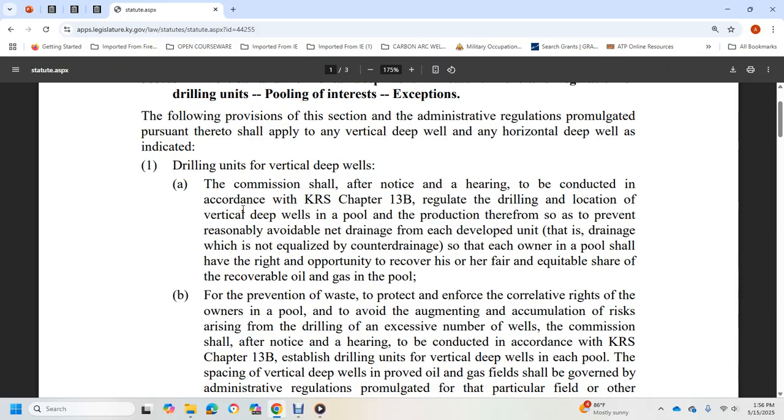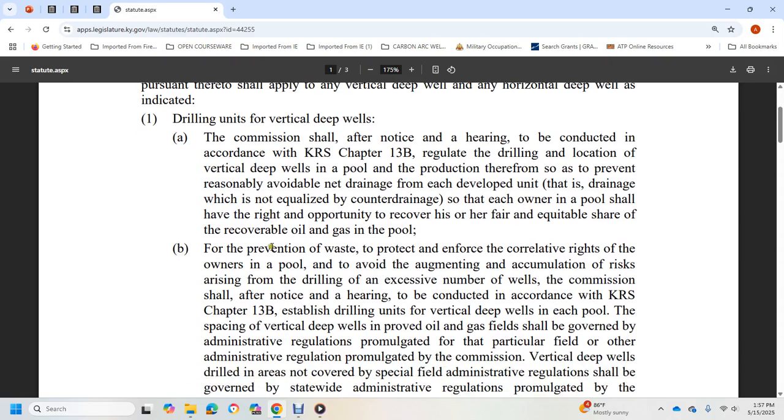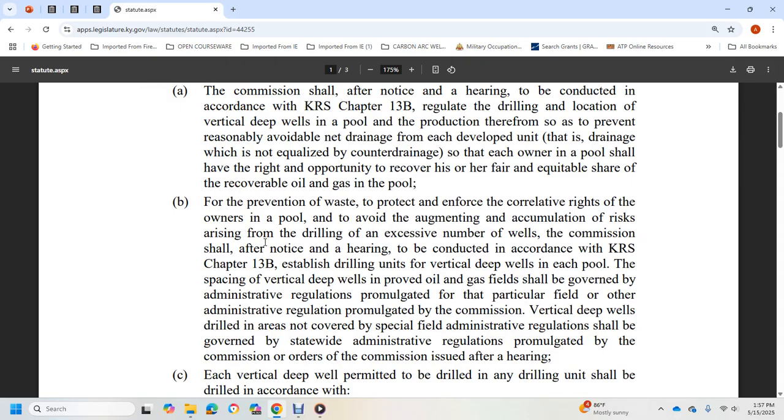The Commission shall, after notice and hearing conducted in accordance with Kentucky Revised Statute Chapter 13B, regulate the drilling location of the vertical deep well within a pool and the production thereof to prevent reasonably avoidable net drainage. For each development unit, the drainage which is not equalized by counter drainage, each owner in the pool is to have the opportunity to recover his or her equitable share of the recoverable oil and gas in the pool. The prevention of waste protects the right of each owner in the pool to avoid the augmentation or accumulation of risk arising from the drilling of an excessive number of wells.